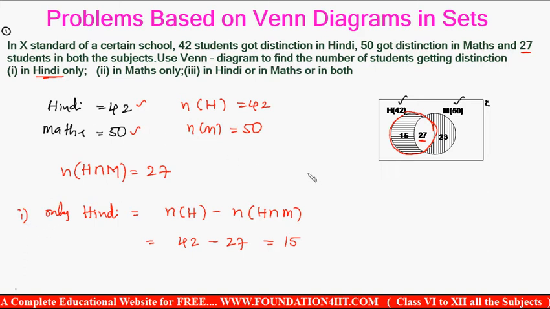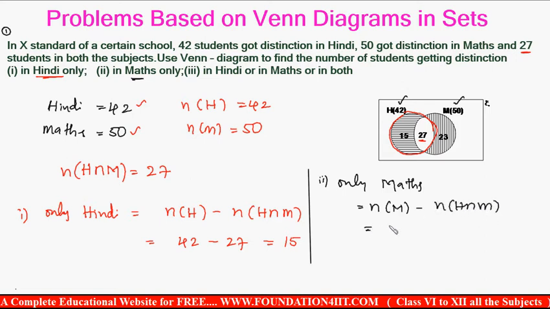Now similarly, in maths only, that means only in maths. If you see here, same n of M, from the total maths we should subtract n of H intersection M. That is here 50 minus same 27, that is equal to 23. Okay, that means 27 plus 23 is again 50, and 27 plus 15 is 42. So only maths is 23.